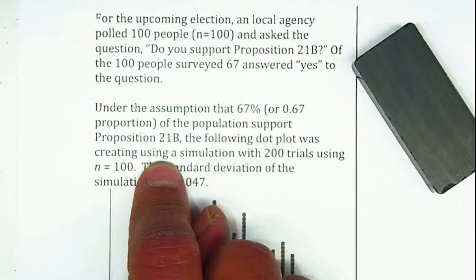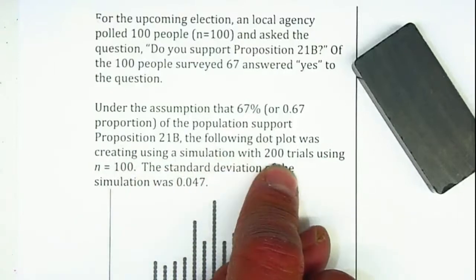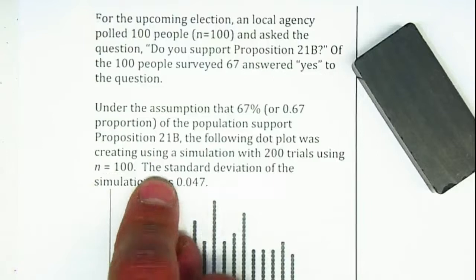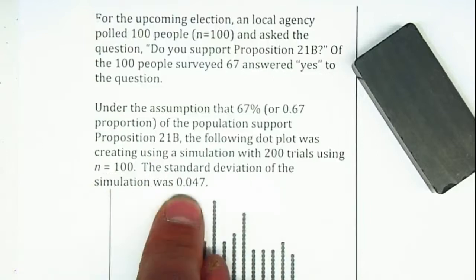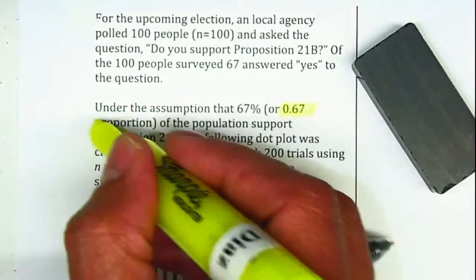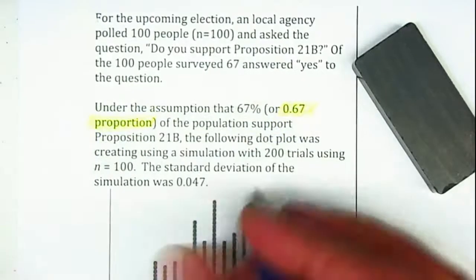was created using a simulation with 200 trials, using 100 to be n. The standard deviation of the simulation was 0.047, and they give you the dot plot for the simulation. So one of the things that they give you is that the proportion is 0.67. So therefore, let's go and write that down.